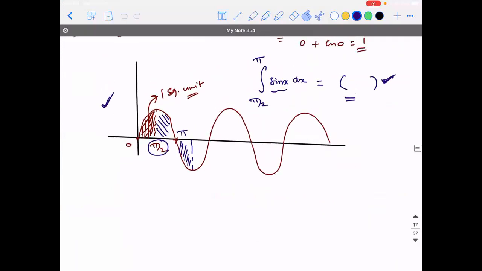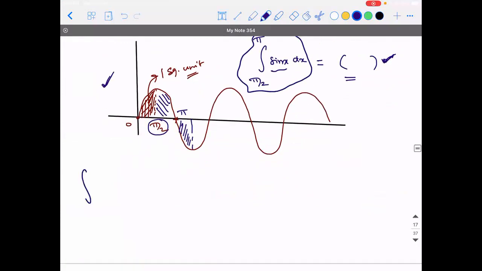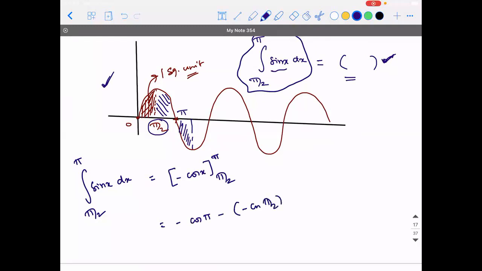Yesterday, the last problem that I asked you to do is the integral of sin x between pi by 2 to pi. I hope you know how to do it, right? So what is the integral of sin x? It is going to be minus cos x between pi by 2 to pi. So when you substitute the limit, it will be minus cos pi minus cos of pi by 2. So this value is going to be 0.